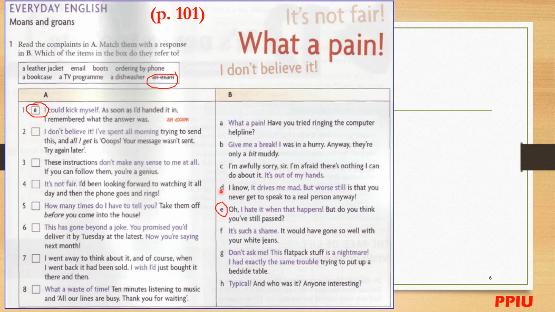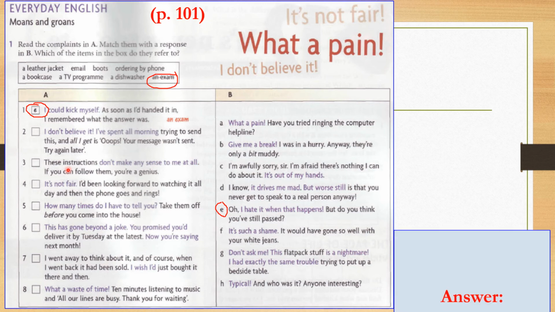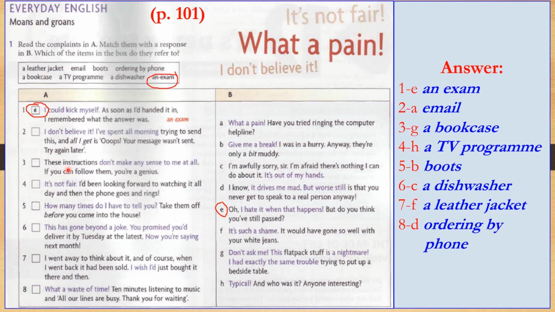Okay, so let's go and check the answers together. So what are your answers here? You can compare your answers with this one. Like number one, they have done it as the example. Number one, the best answer is letter E, and number two is letter A, and the key term is email.